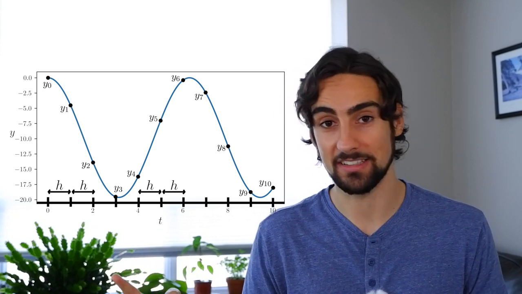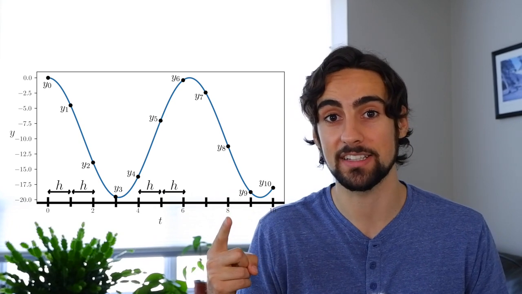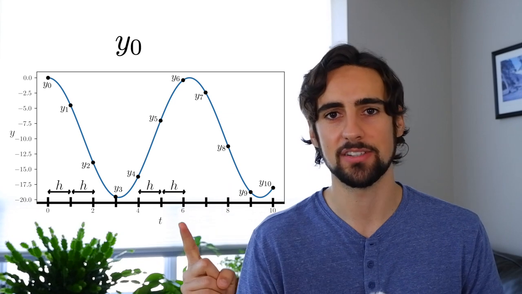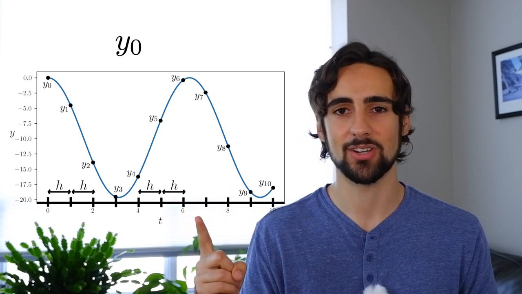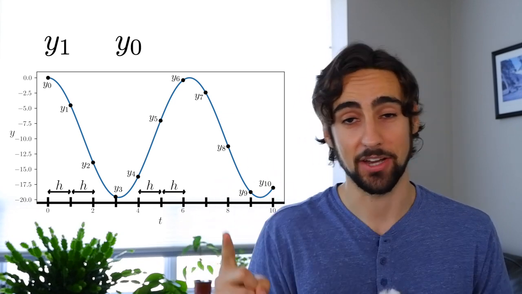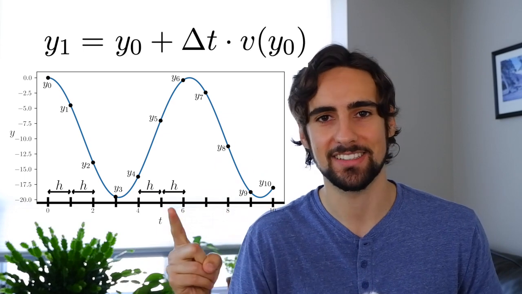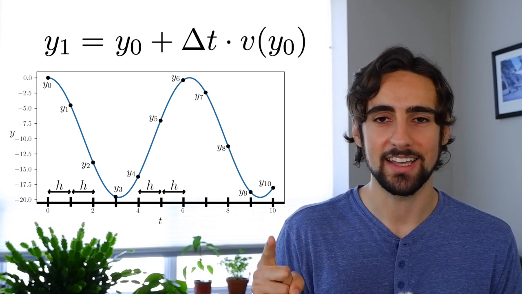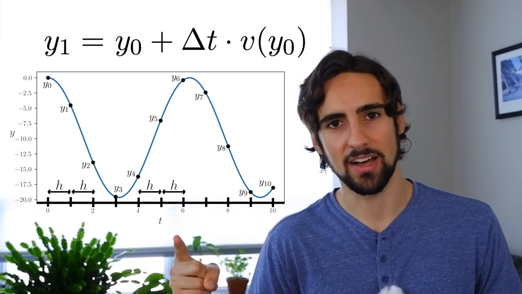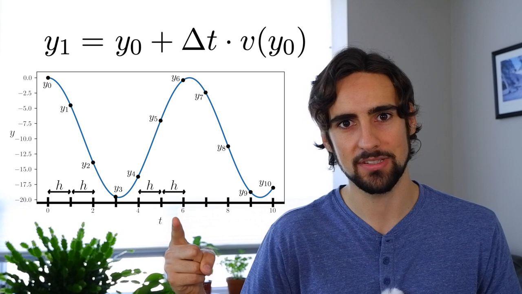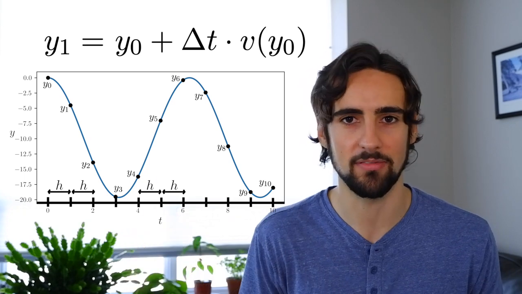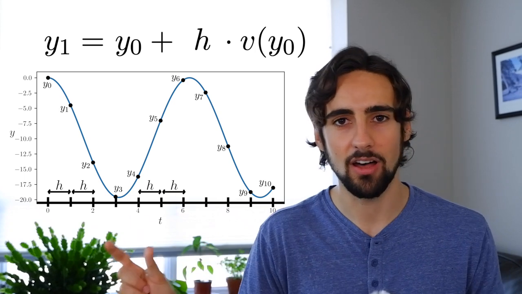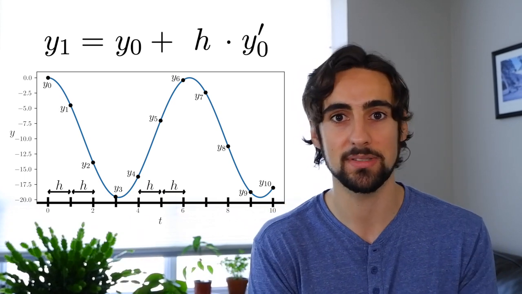But I know what it is at the time step just before, and I know what it is at the time step just afterwards. If I know my initial position, I can approximate my position at the next time step as my current position plus the distance that I travel during that time step. So my position at step 1 is my position at step 0 plus the change in time between the time steps times the velocity that I'm traveling at. Now the change in time is my time step, and the velocity is the derivative of my position.